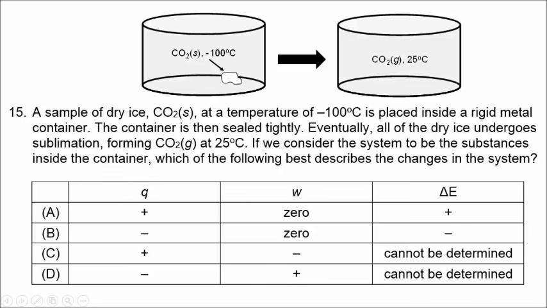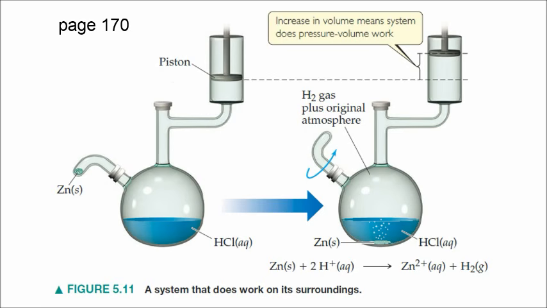Number 15 involves a sample of dry ice that is in a rigid metal container, and it is being heated because it starts out at negative 100 degrees and it warms up to room temperature, 25. Let's talk about work for this particular process. It's a rigid metal container.